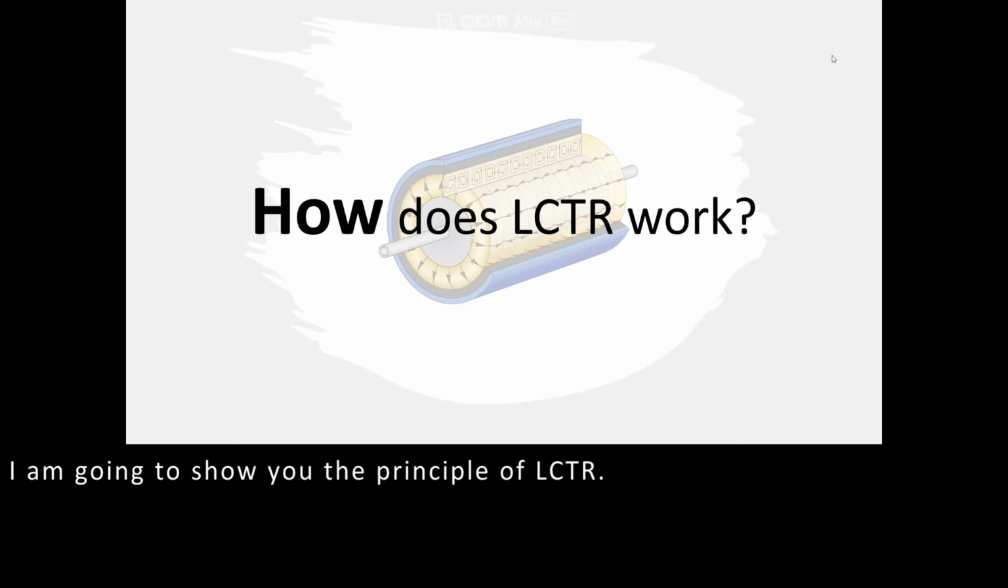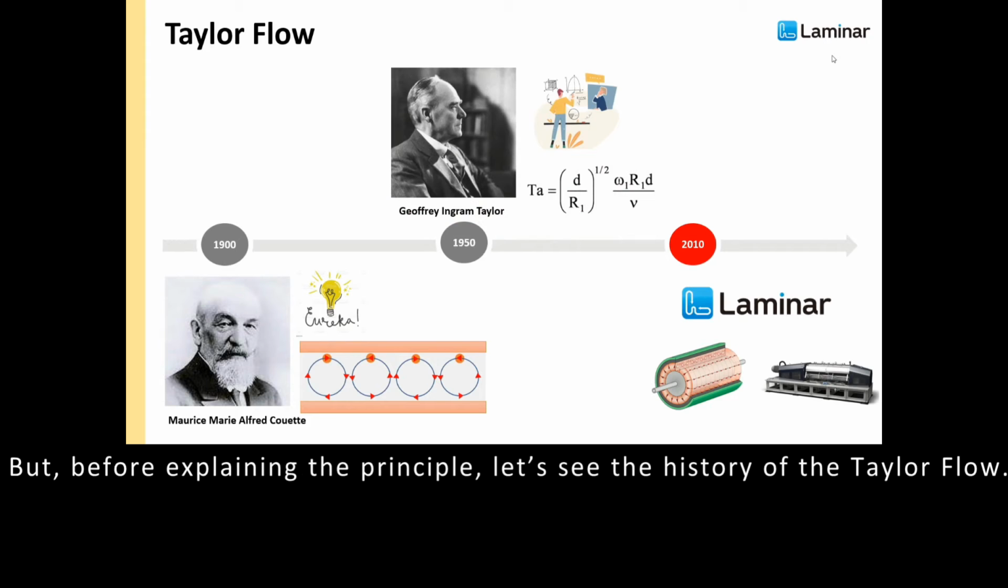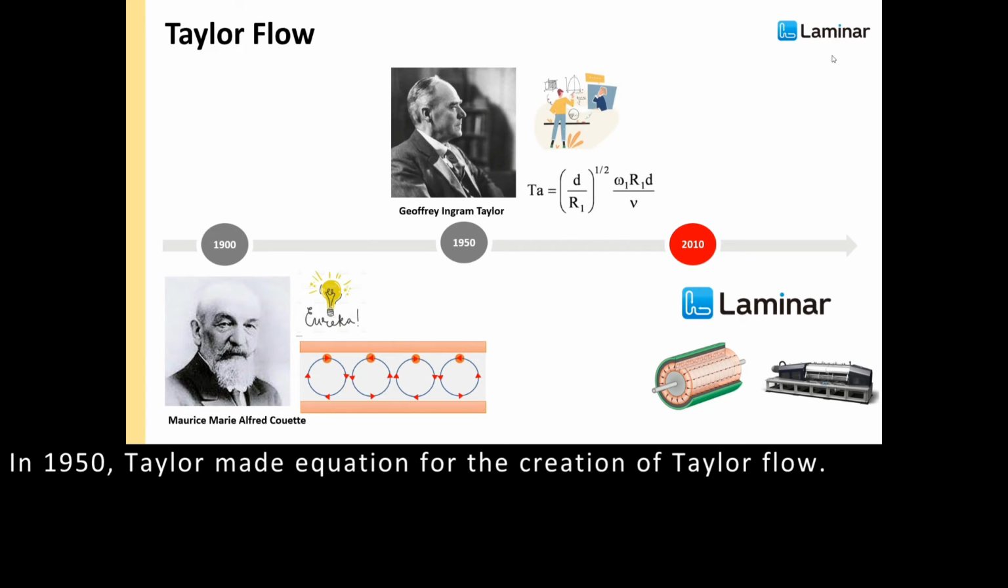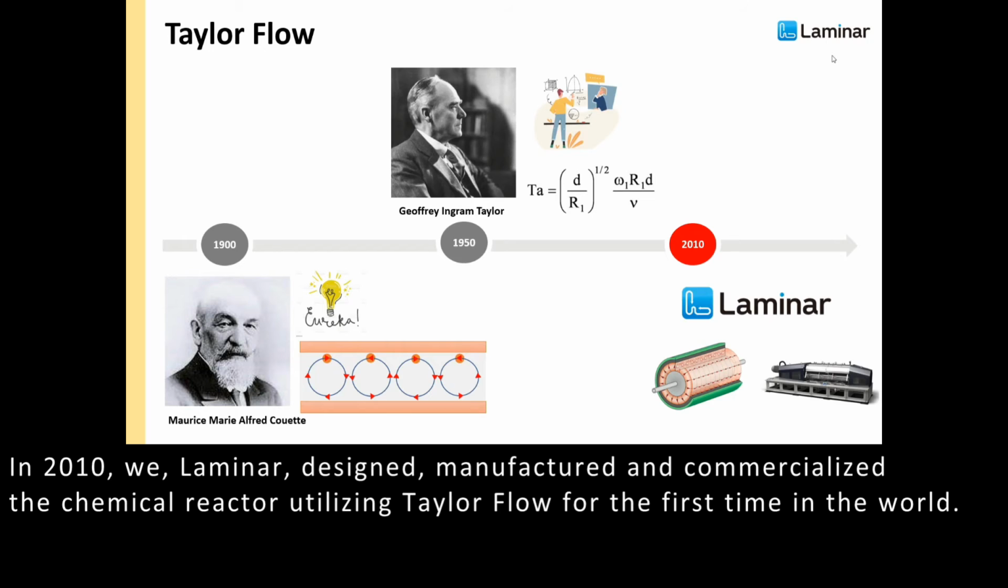So now I'm going to show you the principle of the LCTR. But before explaining the principle, let's see the history of the Taylor flow. In 1900, Hoyt found the Taylor flow between lamina and turbulence. In 1950, Taylor made equation for the creation of the Taylor flow. In 2010, with lamina, designed, manufactured, and commercialized the chemical reactor utilizing Taylor flow for the first time in the world.